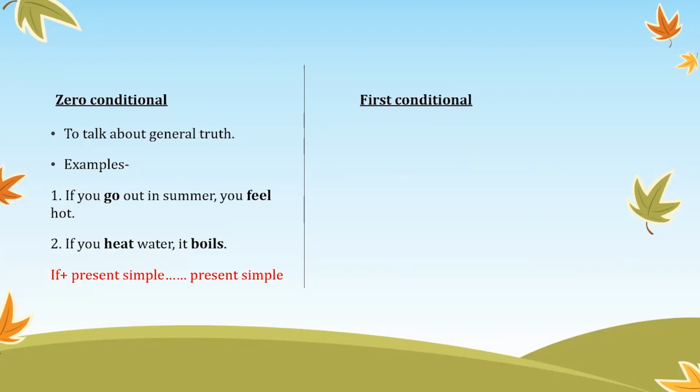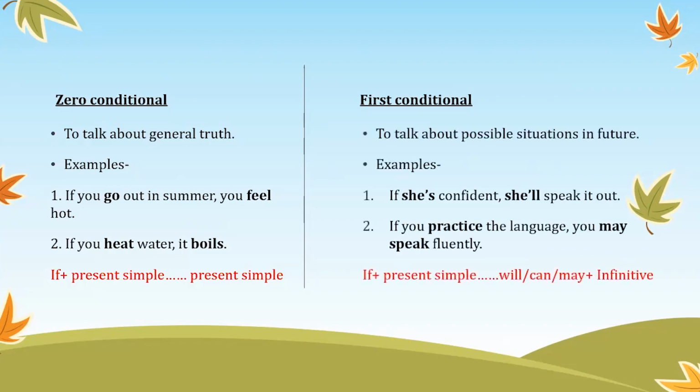And the second, first conditional. This one is used to talk about possible situations in future. You just use the first conditional when something is possible to be done or to be completed in future. For example, if she's confident, she'll speak it out. If she is confident, she will speak it out.